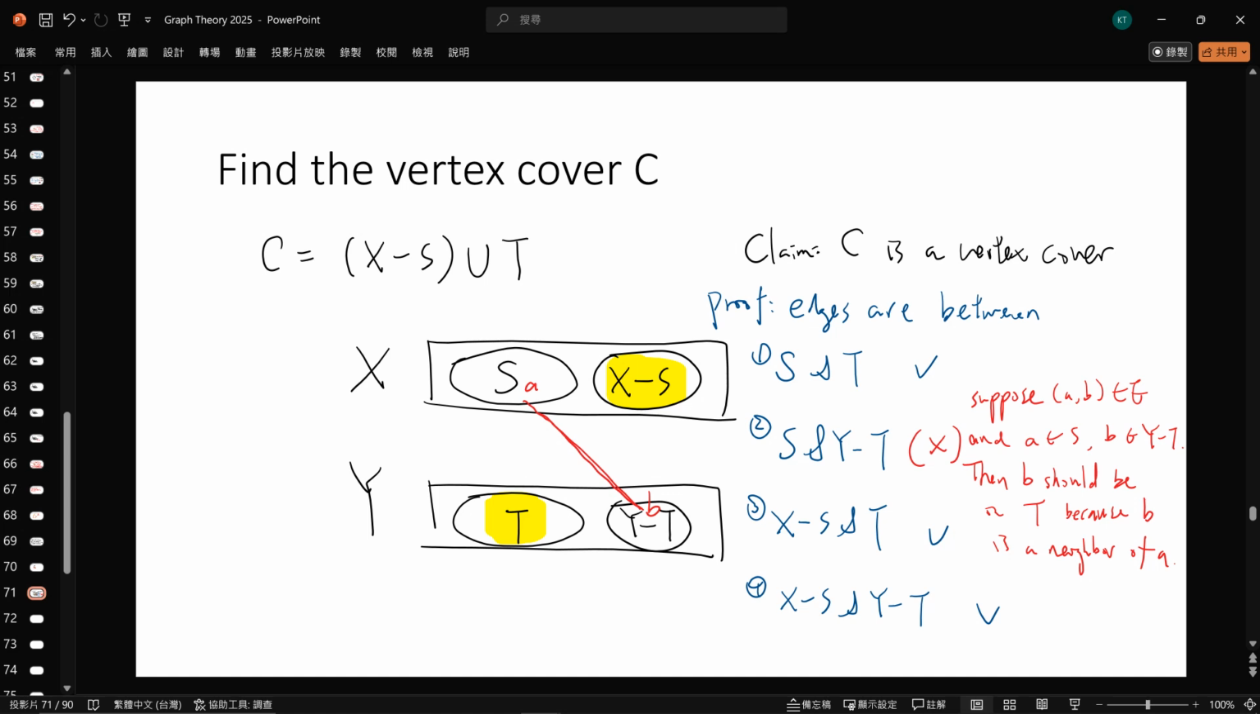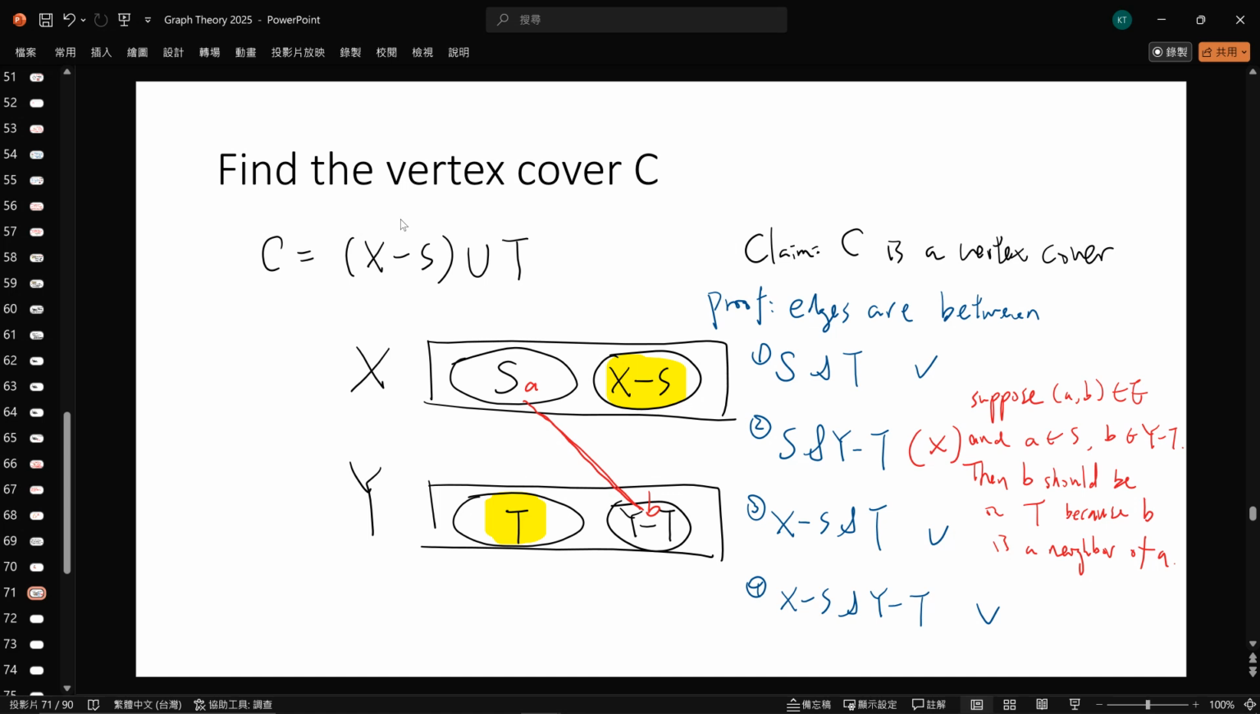So let's prove by contradiction. Let's assume that there's an edge between S and Y minus T, and let's call these two endpoints A and B. According to our previous property, we know that B is actually a neighbor of A, which is a vertex in S. So according to our previous property, B should be in T. So that's a contradiction. All right, so now we know that this set C is really a vertex cover.